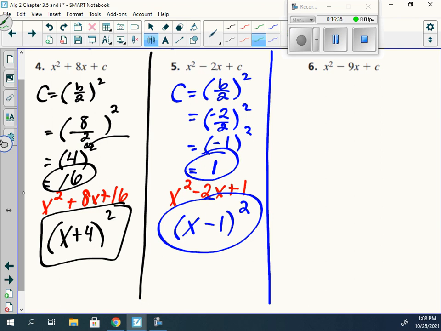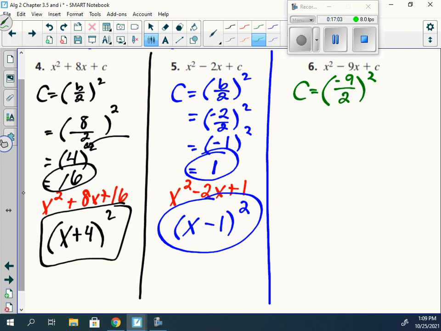Let's look at the last one, x squared minus 9x plus c. Well, c is going to be our b over 2 squared. Well, what's the value of b? Negative 9. Can we take negative 9 divided by 2 evenly? No. We'll leave it as a fraction. For what we'll do and when we solve, it's going to be easier to solve this with a fraction than it is with a decimal.